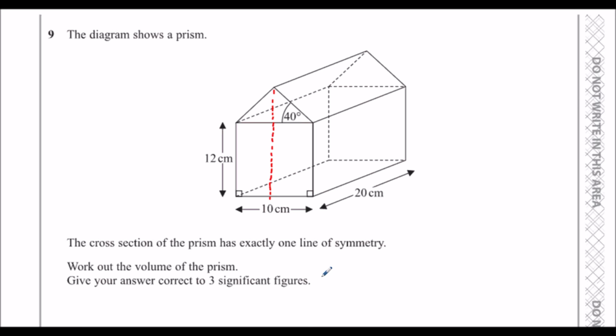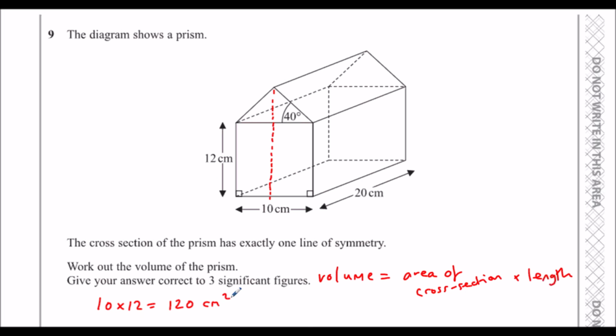So to find the volume, we need to find the area of the front, so the area of the cross section, times how far back it goes. So the area of the front times how far back it goes. Let's work out the area of the front. We can work out this rectangle. The area of the rectangle is 10 times 12, which is 120 centimeters squared.